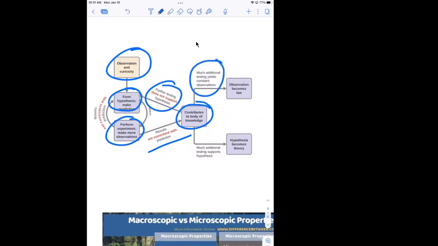If I do more and more and more tests and I get these consistent observations, then boom, I can say that this is a law, right? And then if I do additional testing and everything that I do lines up with what I hypothesized, then that's how it becomes a theory to explain a particular observation.